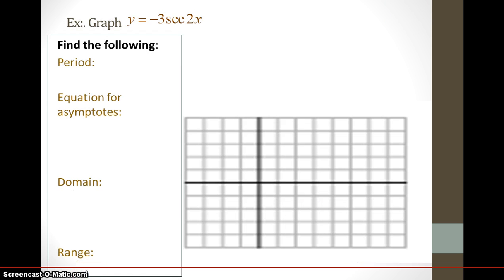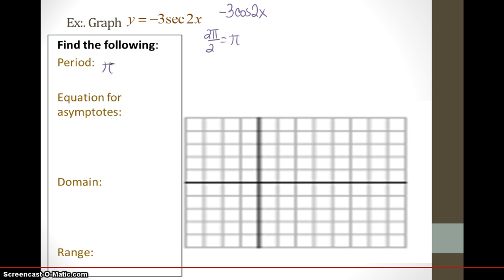Let's go ahead and graph our secant function. So we have y is equal to -3 secant of 2x. The first thing that we want to do is graph our cosine function, so -3 cosine of 2x. We want to find what our period is. So remember, the cosine function is 2 pi, and then we want to divide it by 2. So what we find is our period is going to be pi. And that's going to be the same for our secant function.